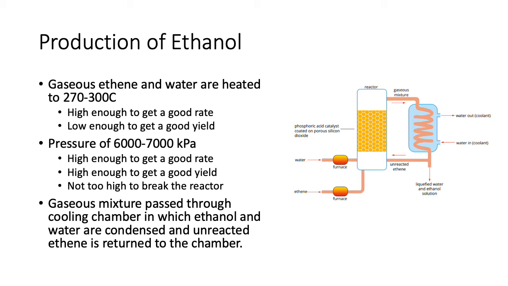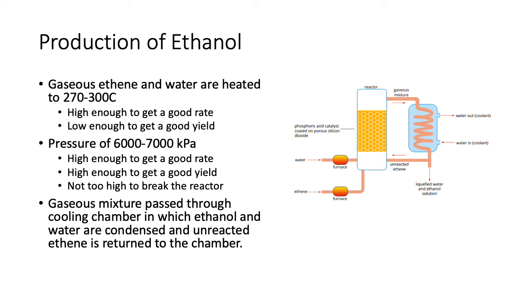Okay, so the gaseous mixture is passed through a cooling chamber in which the ethanol and the water are condensed, and unreacted ethene is returned to the chamber. Remember, waste not, want not. You've got an exothermic reaction, so the water out of the coolant is going to be hot, and therefore you can use that heat to power some stuff, maybe like electricity, so that you don't use so much electricity in this process.